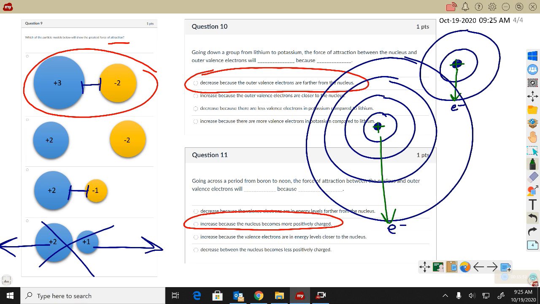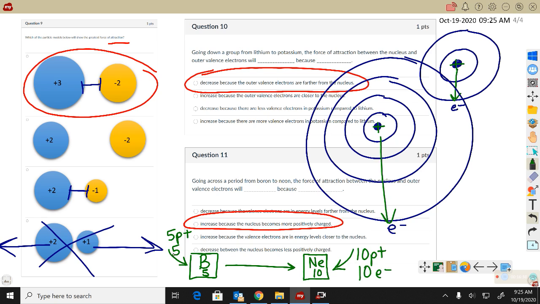But going across a group, the attraction will increase. Now the nucleus is becoming more positively charged. The electron cloud is becoming more negatively charged too. But the key is that distance is not really a factor. So again, think about going across a group. Let's say I have boron, element number 5, and then I go all the way across to maybe neon, element number 10. Here's 10 protons and 10 electrons. And then this poor little guy, he's only 5 protons and 5 electrons.